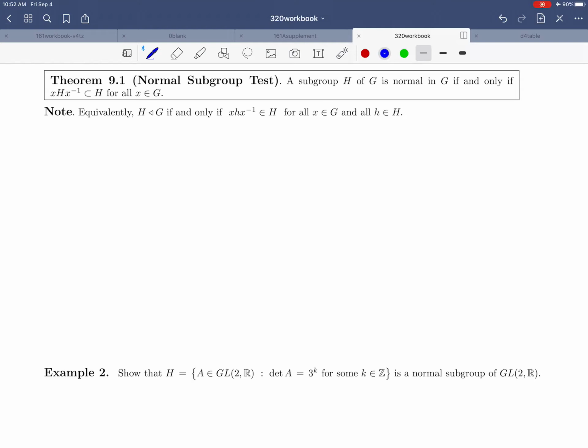Everybody, and welcome to Theorem 9.1. We are looking at page 69 of the workbook. This is called the normal subgroup test that we're about to talk about.